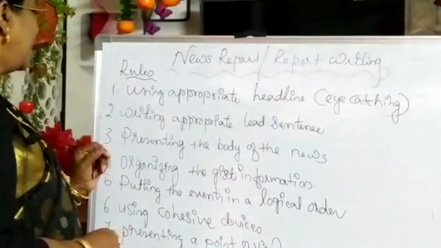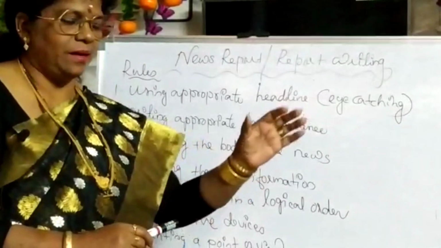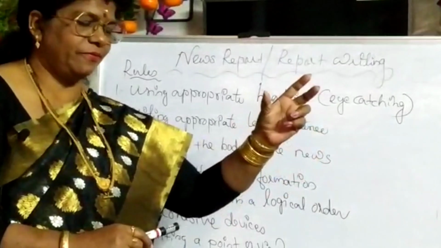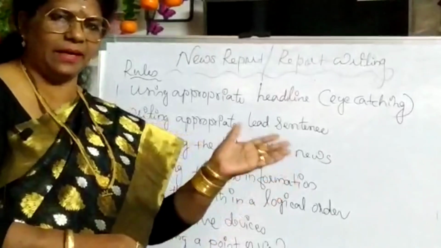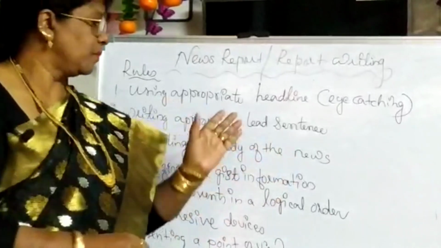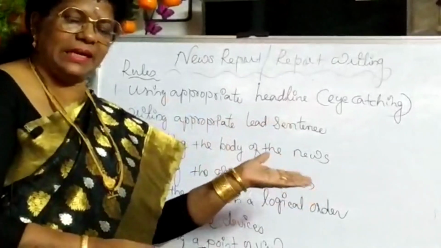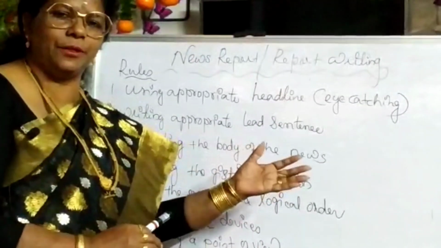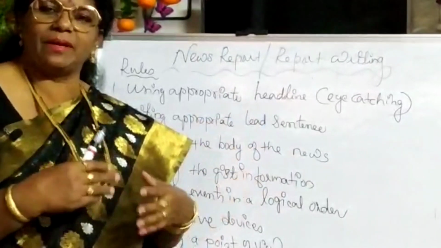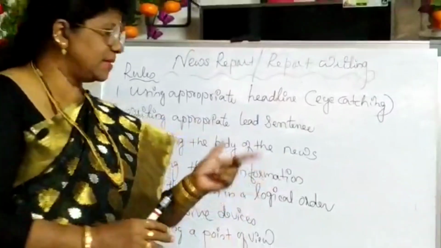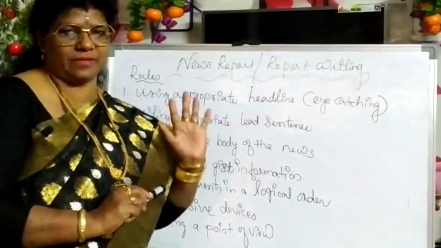Then, number 2, writing appropriate lead sentences. For example, while writing a report, we know that part 1, part 2, part 3 are there. I'll explain that to you later. Let us go through this first. In that, we avoid the lead sentence and unimportant news if we give it in the beginning. The readers may not digest that, they may not go through that. That's the reason we have to go for an appropriate lead sentence first of all.